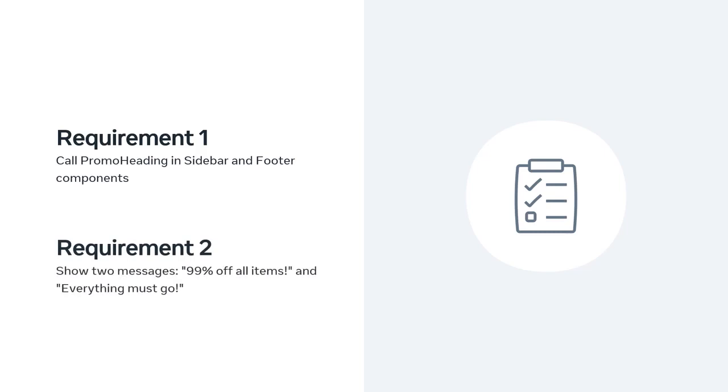This time, your manager asks you to call the promo heading component in the sidebar and footer component of the web app, in addition to the promo component. They also want two messages displayed: 99% off all items and everything must go. These new requirements mean that the approach of updating the child component will not work quite as well. Why is that?